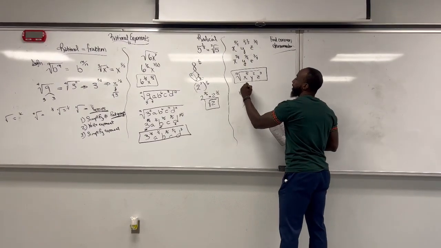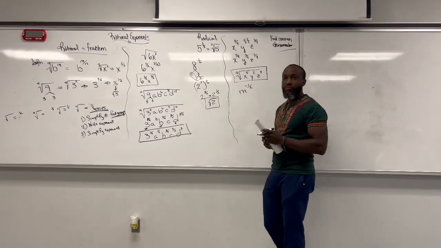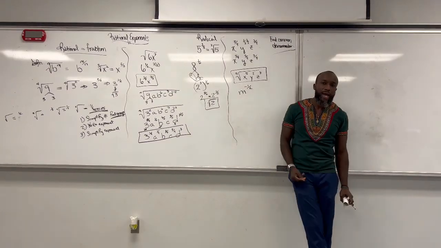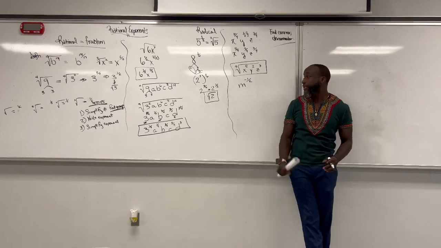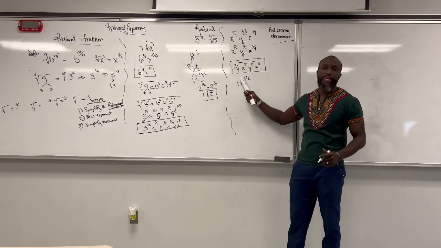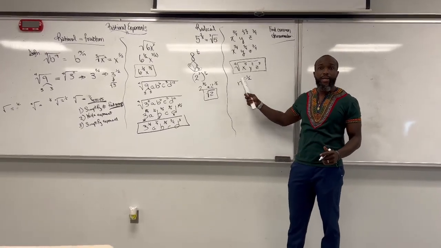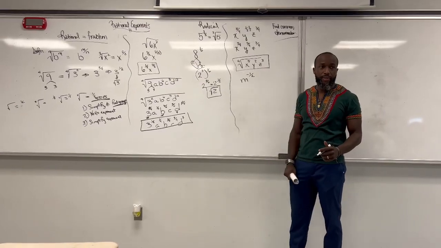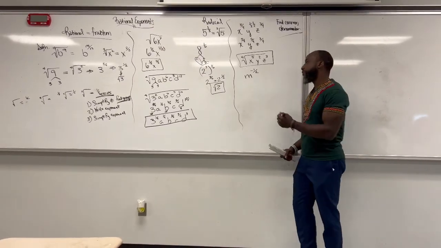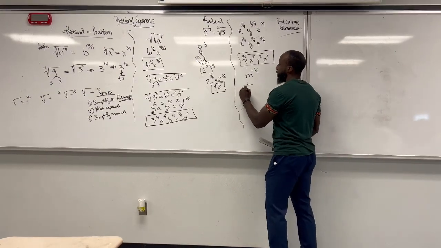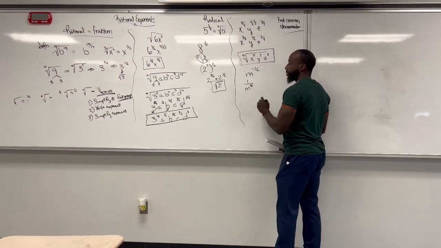We got m to the negative 1/2 power. So we're going to simplify this. We can't have negative exponents, remember that, right? So how do we undo this negative exponent? Yeah, move it to the bottom. So it'll be 1 over m to the 1/2 power, okay?